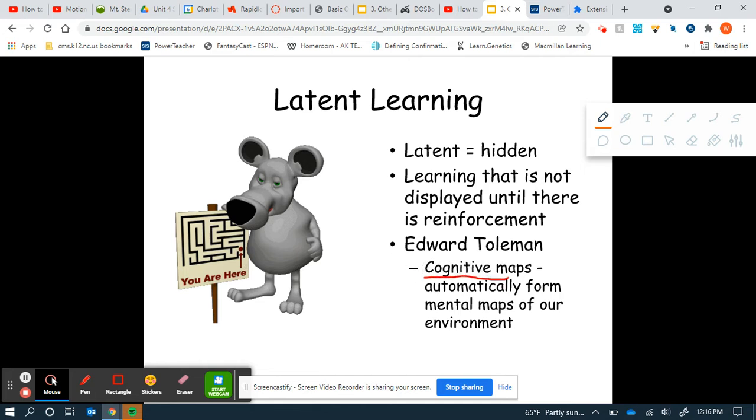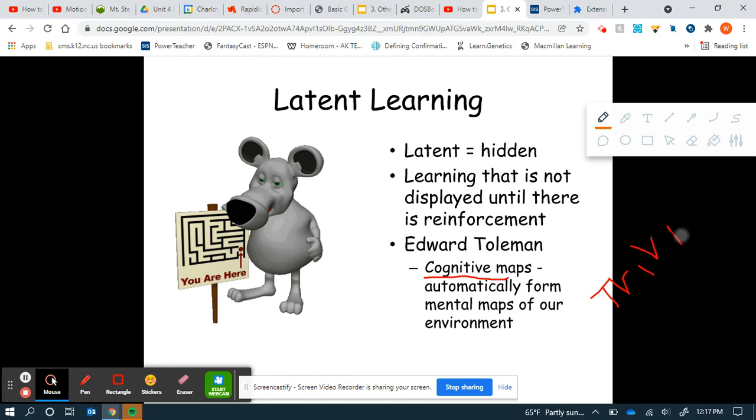This is what is called a cognitive map. All right, cognitive maps, where we automatically form mental maps of our environment. We often don't need to use them until there is some sort of reason to, though. You don't really think about walking around the school, okay? You just kind of are on autopilot, but if somebody asks you how to get from one place to another, most of the time you would probably be able to explain how to get there. So latent learning is hidden until there is some sort of reward.